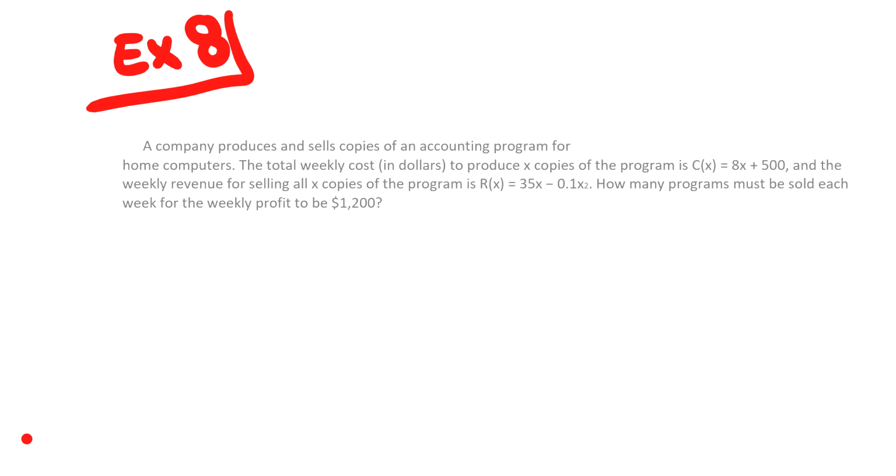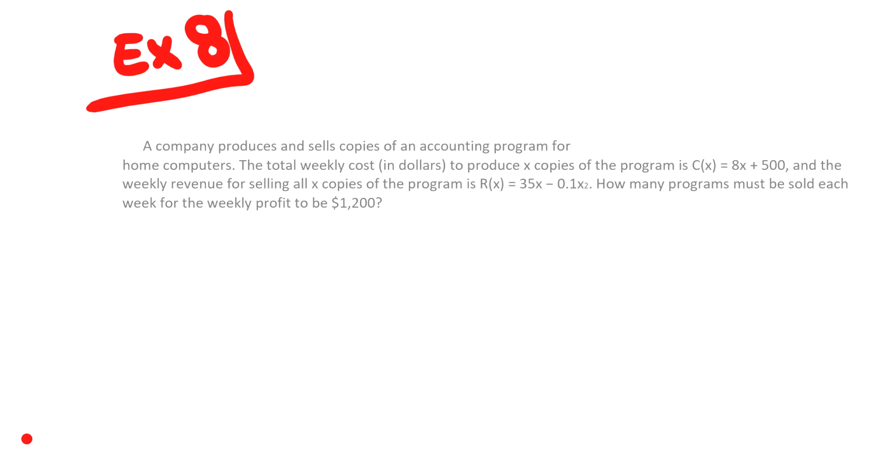Okay, example 8. This is our last example for this section. A company produces and sells copies of an accounting program for home computers. The total weekly cost in dollars to produce X copies of the program is C of X equals 8X plus 500. That's the cost it takes to produce X copies. And the weekly revenue for selling all X copies of the program is R of X equals 35X minus 0.1X squared. How many programs must be sold each week for the weekly profit to be $1,200?